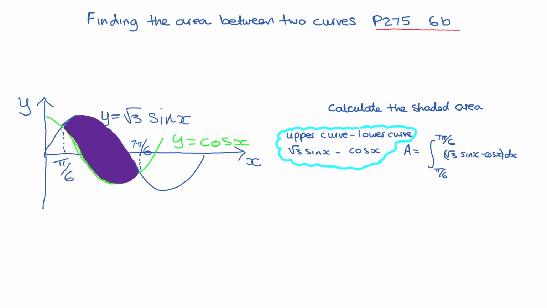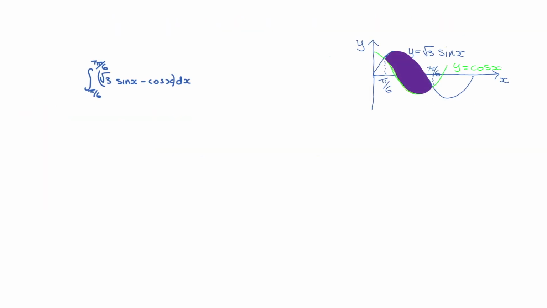So root 3 sine x minus cos x. We're given the points of intersection, so we're integrating from pi by 6 to 7 pi by 6. So the area would be given by the integral given there. So let's do that. If we're asked to integrate that, integrating root 3 sine x would be negative root 3 cos x, integrate cos x, and we get sine x. So we've carried out our integration. I see I've missed off the lower limit. It would be pi by 6 to 7 pi by 6.